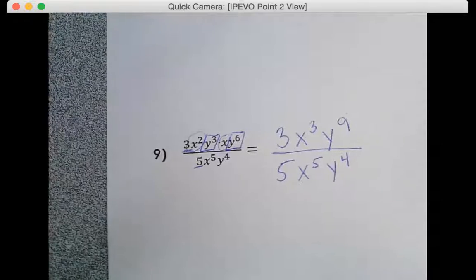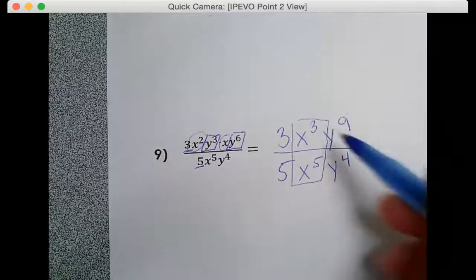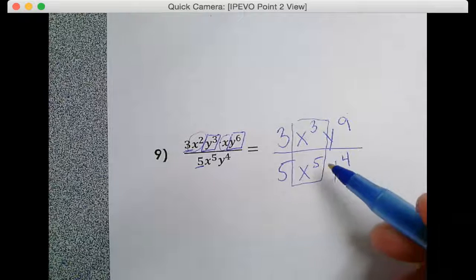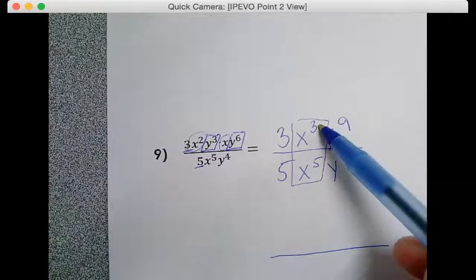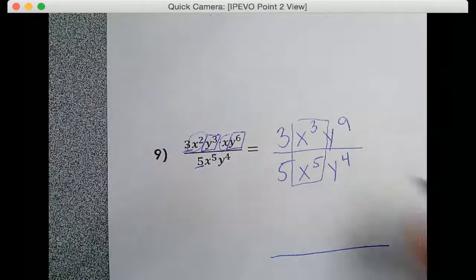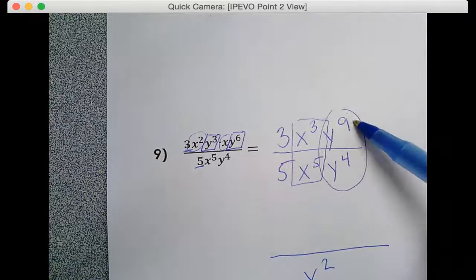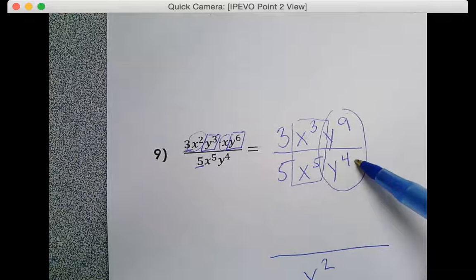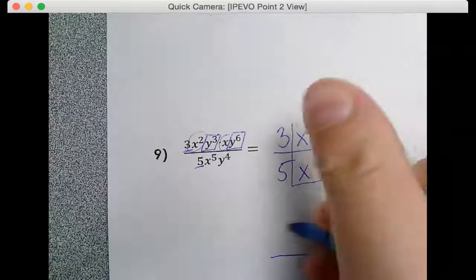All right, and our last step is we can combine these x's. One's on top, one's on bottom, so we will subtract. 5 minus 3 is 2, and it's going to go on bottom because that 5 is bigger. Okay, same thing with the y's here. 9 minus 4 is 5, and it's going to go on top. This 3/5 can stay.